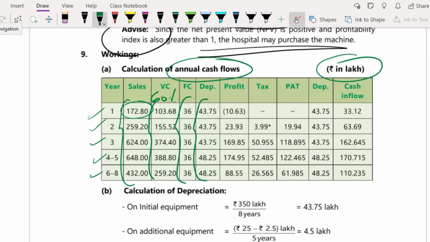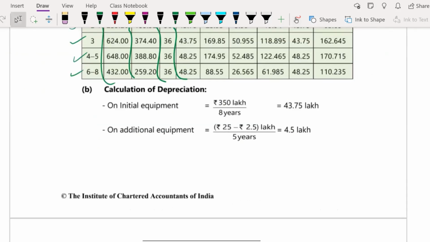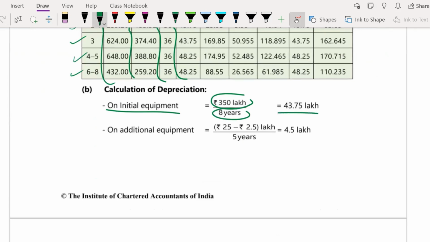So how have they found out this depreciation? Depreciation on initial equipment, how much will it be? 3,50,000 is the equipment cost, 3.5 crores divided by 8 years because there is no salvage value. 43.75 lakh is the depreciation per annum for initial equipment. For additional equipment, what is the depreciation? 25 lakh is the cost, 2.5 lakh is the salvage value, divided by 5 years because additional equipment is only purchased at year end 3. So the remaining period will be 5 years only. So 4.5 lakh rupees is the depreciation cost per annum.